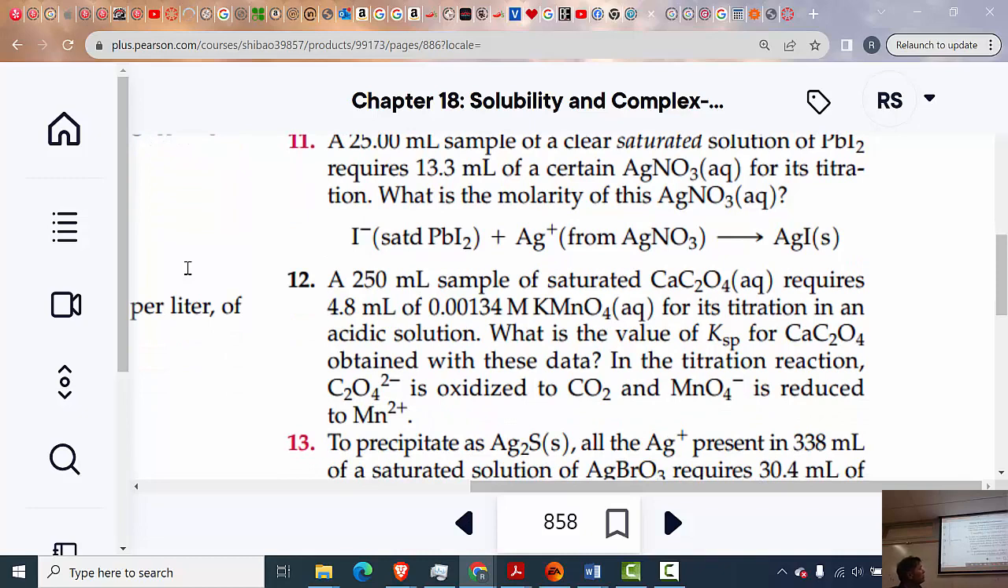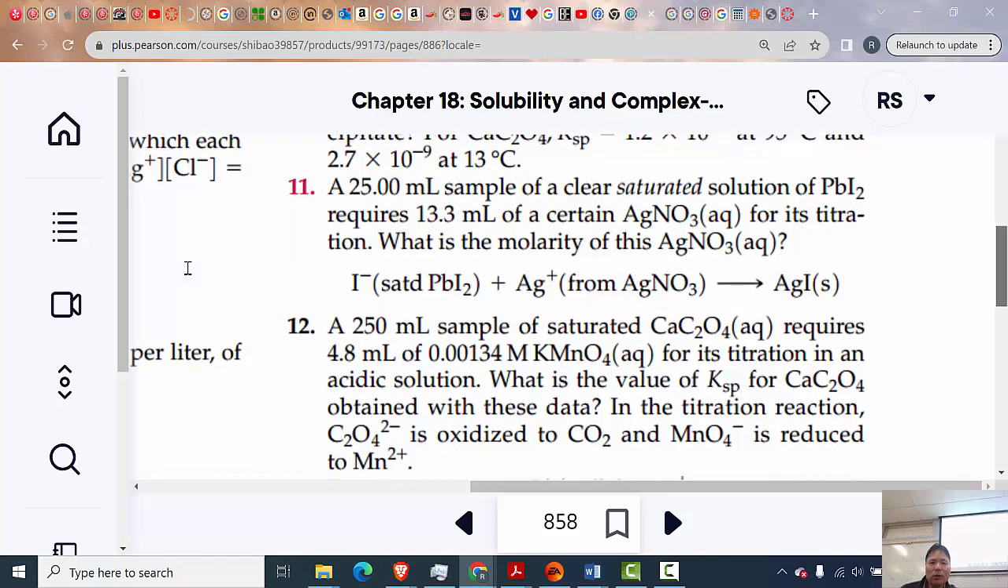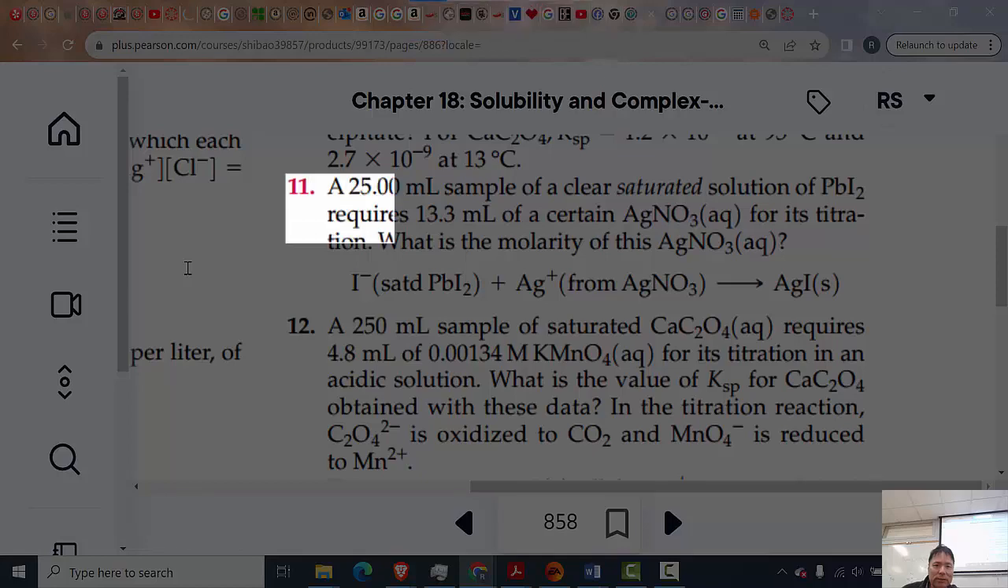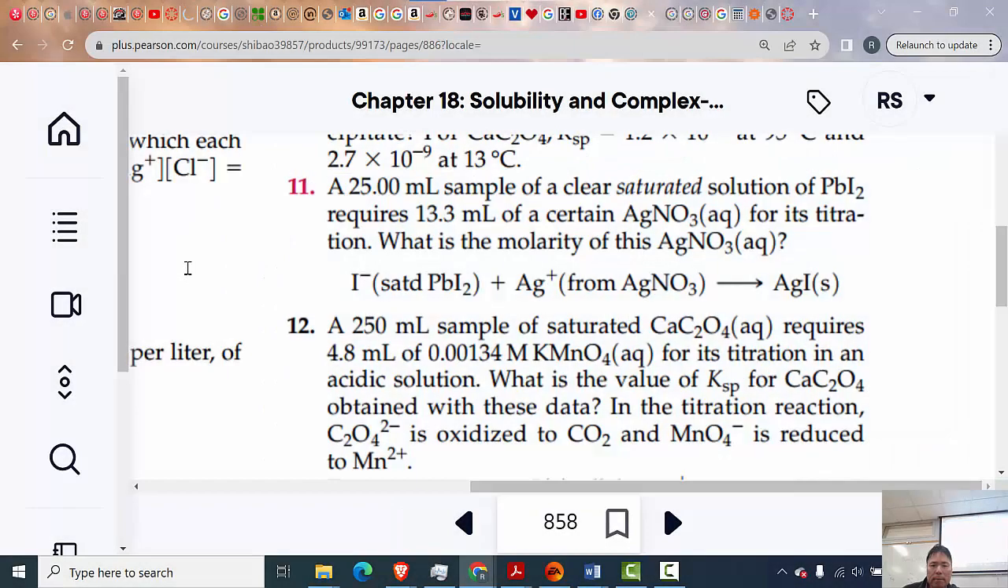In number 12, this is a redox titration. Redox titration, I think, was covered in chapter 5 as well. This one is a lot easier to do the endpoint because calcium oxalate's colorless, but potassium permanganate has a big, heavy color to that. The endpoint of the titration is going to be when the color changes.